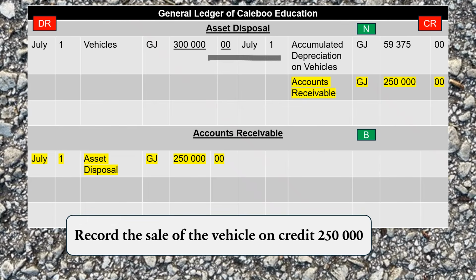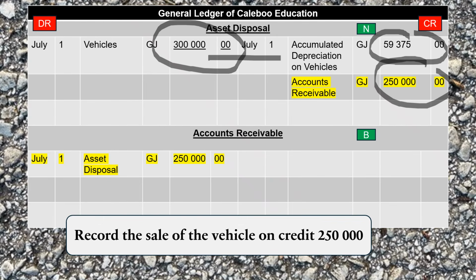Now in this asset disposal account, we now have the sale as well, the accumulated depreciation up until the date of sale, and the cost price. And accounts receivable was debited. Remember, increase in assets. This is a little bit like a debtor. We sold to a debtor, someone who has an account with us on credit. It's an asset. Increase in assets, 250,000.